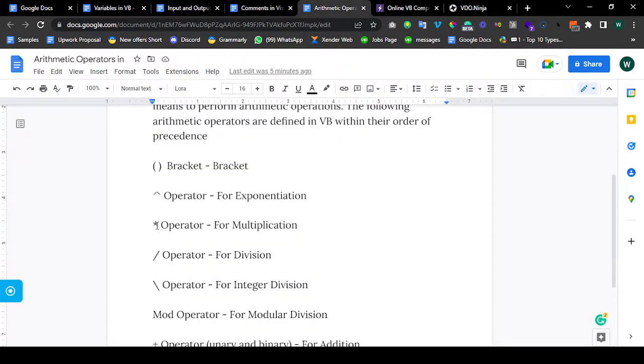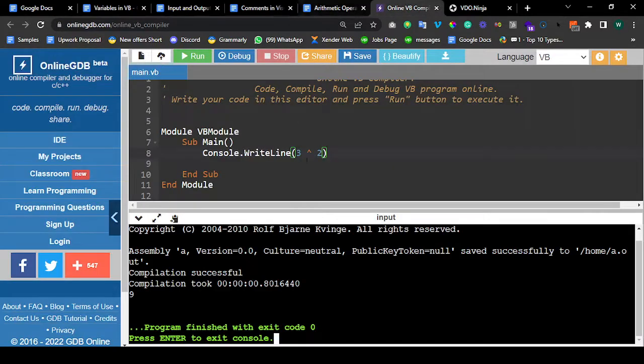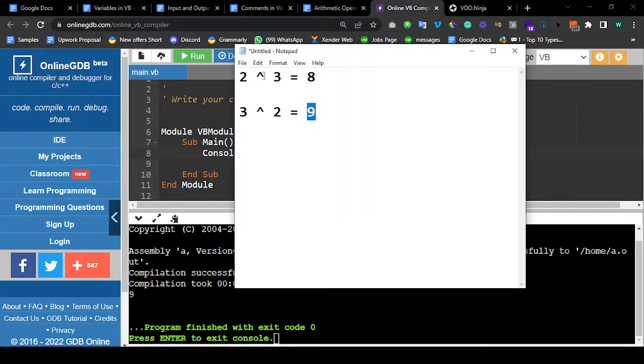Then we have the multiplication operator. I think every programming language uses this for multiplication. For you to use that for multiplication, it's very, very simple. 2 multiplied by 3 is going to be giving you 6. Then let me say 3 multiplied by 5 is going to be giving you 15.